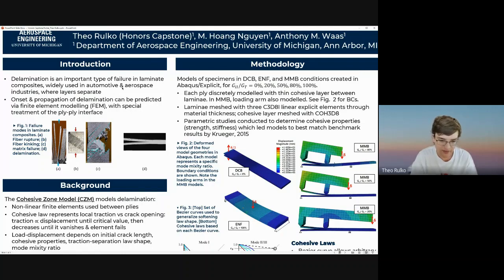So we have interlaminar failure modes, like in D here, where the two layers of material peel apart. And we have intralaminar modes, where we have fiber kinking, fiber rupture, and matrix failure. The focus of this project is specifically on delamination, which we can model using finite element analysis, as long as we have special treatment of the interface between those two plies.